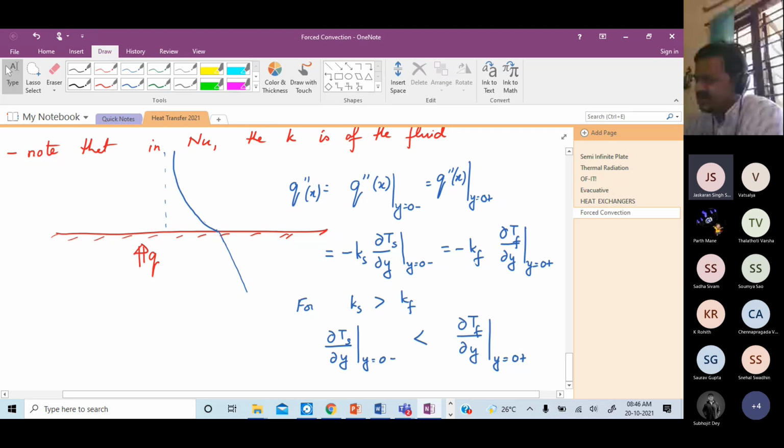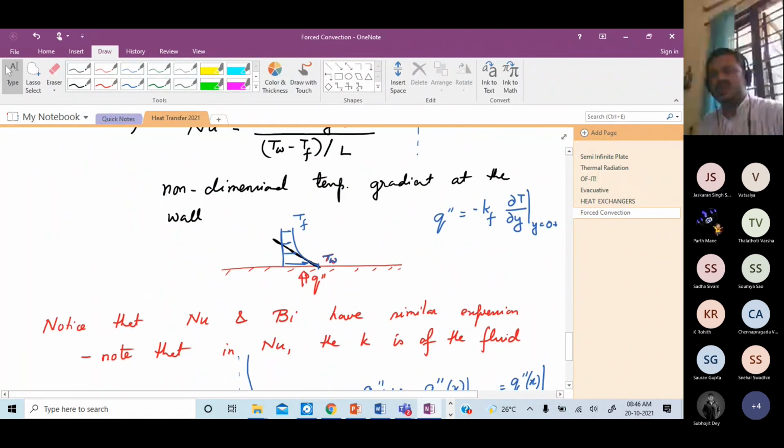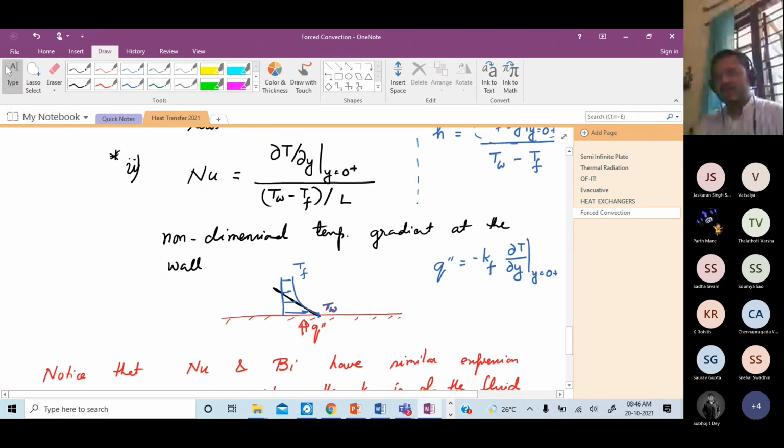No. This L is an arbitrary assumption. This L, as we will see later, is the length of the plate. It's not the thickness of the fluid. The thickness of the fluid, we will see, is the boundary layer thickness, the thermal boundary layer thickness. So again, this is not a good definition.